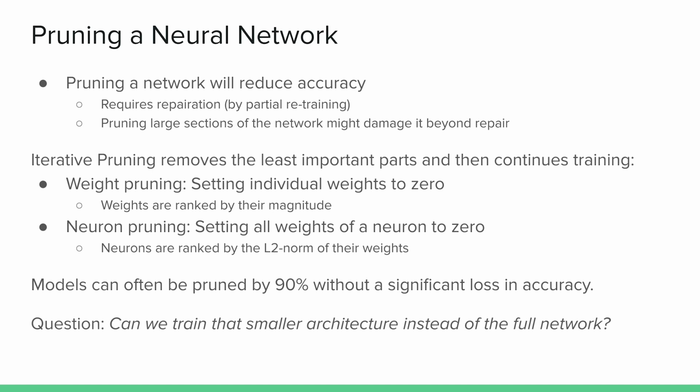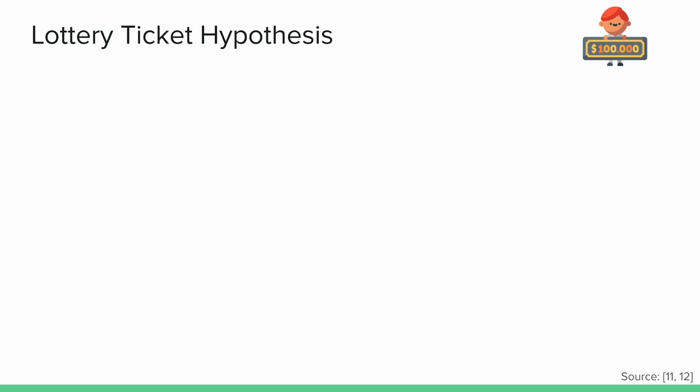The question is, if we can prune the network after we've trained it, can we jump straight to training a smaller network and avoid all of this overhead of training this large model? And again, the answer is yes. There is a lottery ticket hypothesis that goes the following.